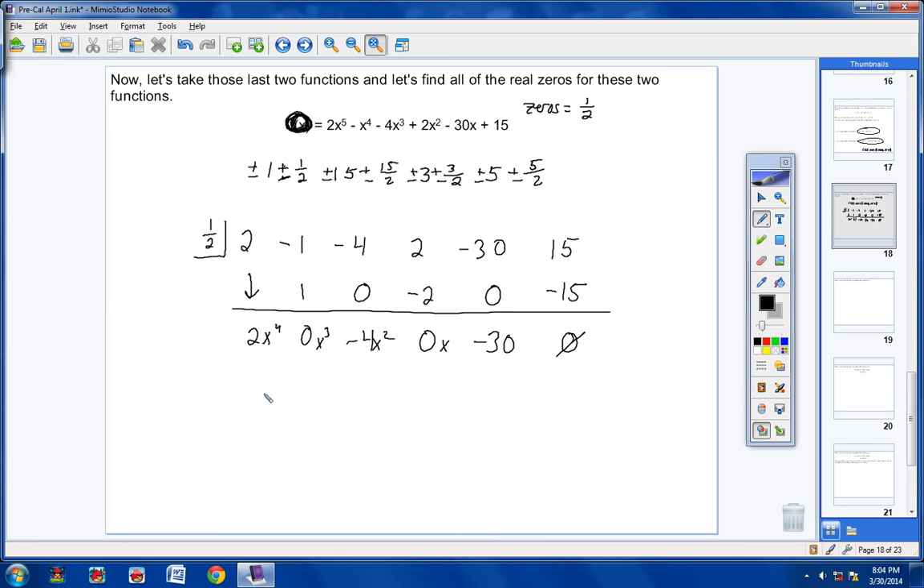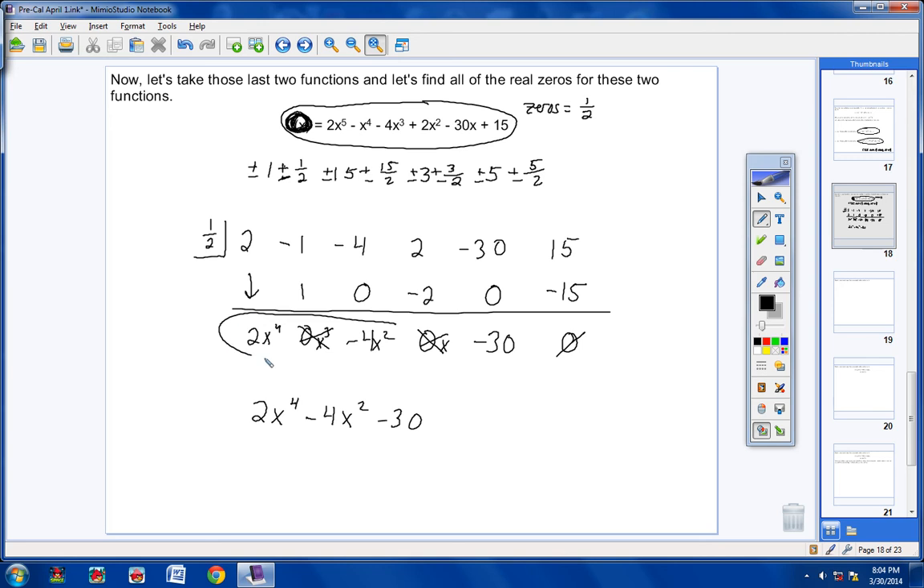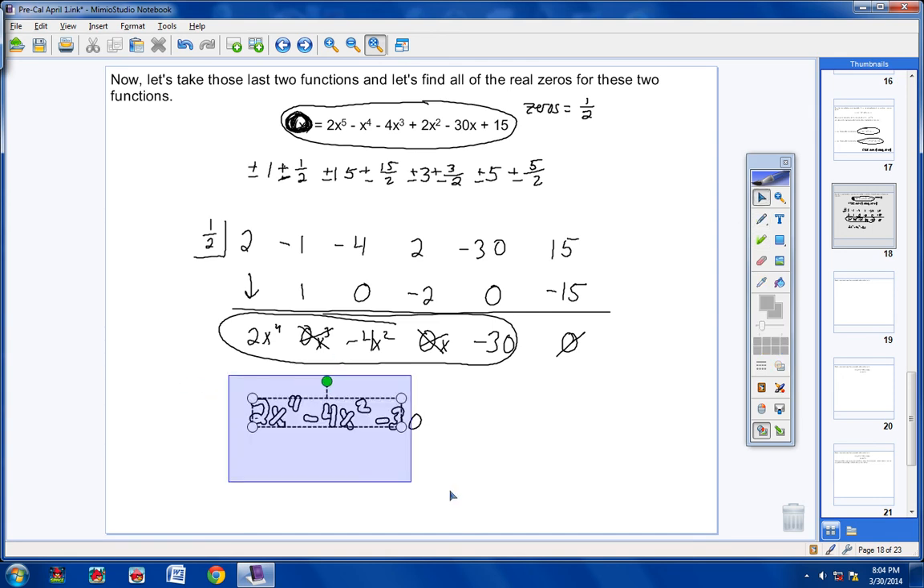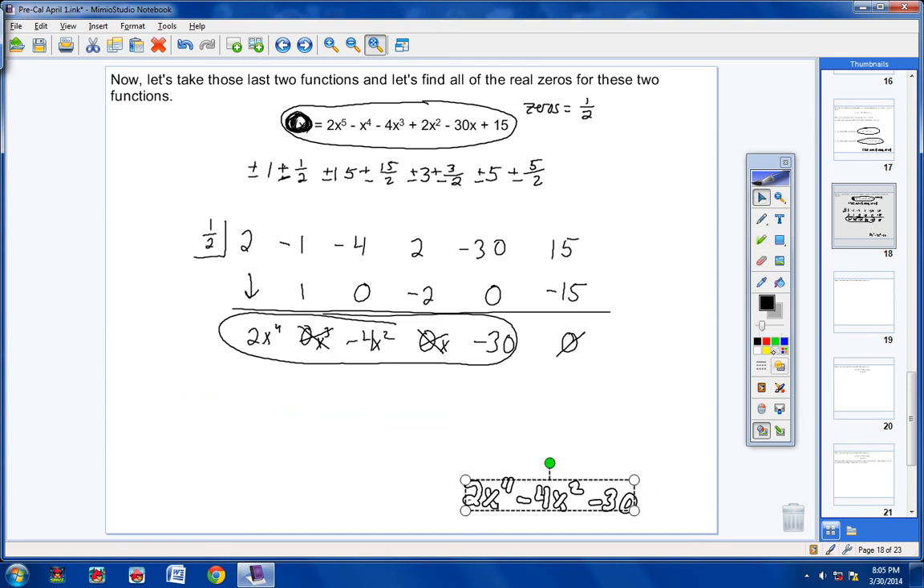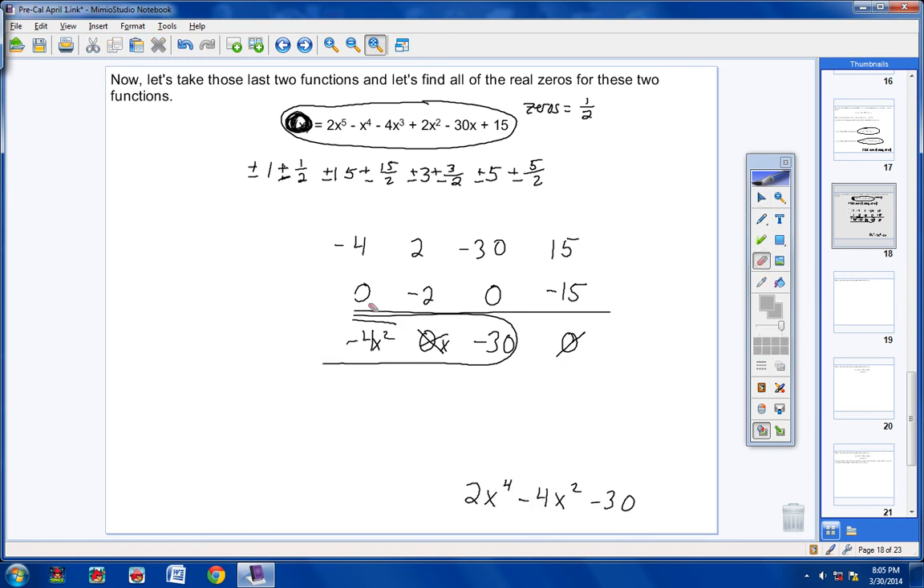So I don't need those zeros, so what I really have now is this. Look, 2x to the 4th minus 4x squared minus 30. I don't need my 0x cubed. I don't need a 0x. Look what you did. You took this real long problem, and as soon as you found a 0, you could then take the leftover or the remainder and now work with that and forget all the rest of this stuff, okay? So now I'm going to work with this polynomial function to find the rest of the zeros. Let's see how we do.